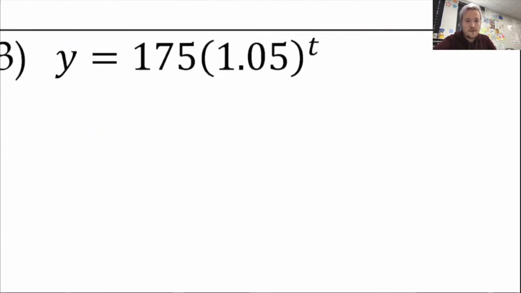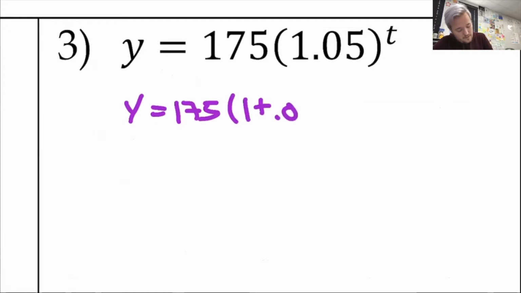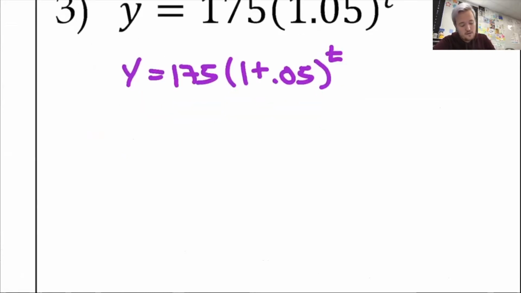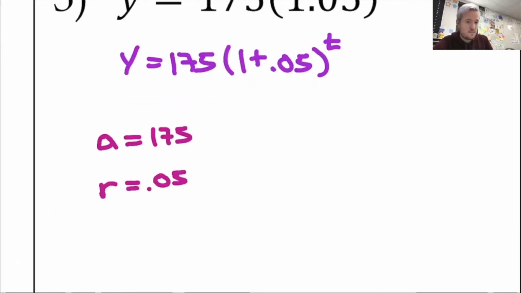Over here, number 3, same idea. I'm going to rewrite my equation first. So I have y equals 175 parentheses 1 plus 0.05 raised to the t, because you want to be able to identify your growth rate, so that's why I'm going to separate it out. We have an initial amount of 175, a growth rate that is 0.05, and because the equation is adding, that tells you it is a growth.